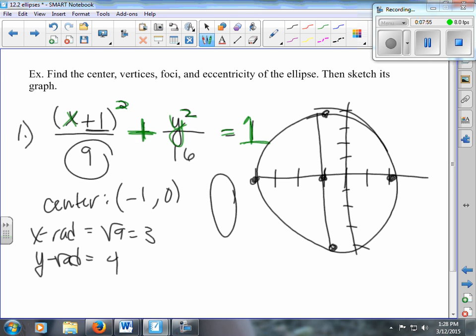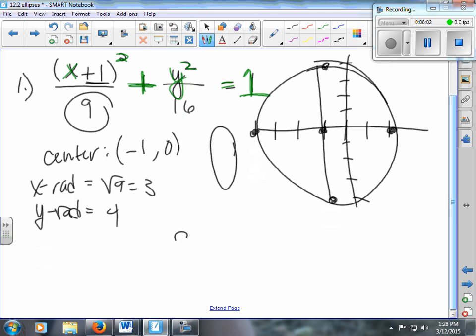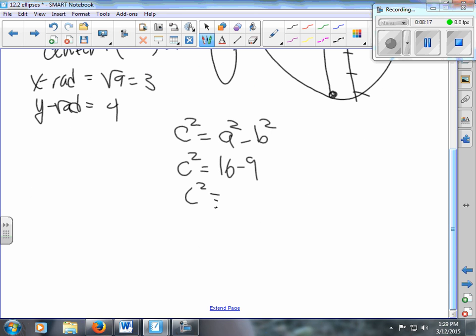All right, so the next thing to do would be to find c, where the foci are. And to do that, I'm going to use that strange version of the Pythagorean theorem, in which c squared equals a squared minus b squared, or bigger squared minus smaller squared. So that would be 16 minus 9 here. And 16 minus 9 is 7. So c is the square root of 7. I have no clue what the square root of 7 is.